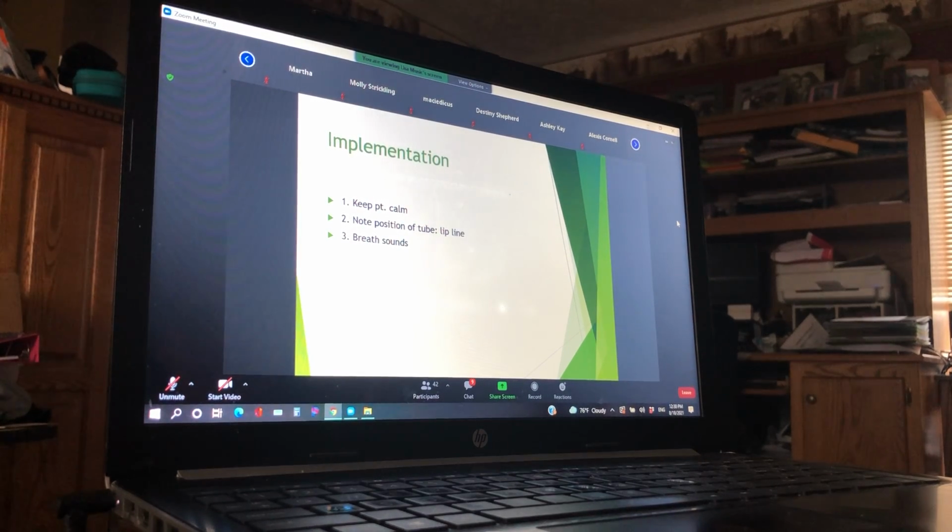Auscultate breath sounds. Make sure you have bilateral breath sounds. Make sure you know what the ventilator settings are. When RT makes a change, they will come to you and let you know. And then you need to report that to your off-going shift nurse. Okay? The person that's coming on, you need to tell them what the settings are.